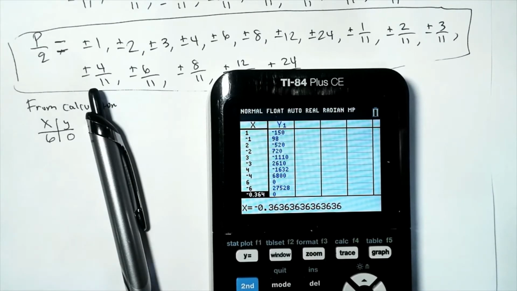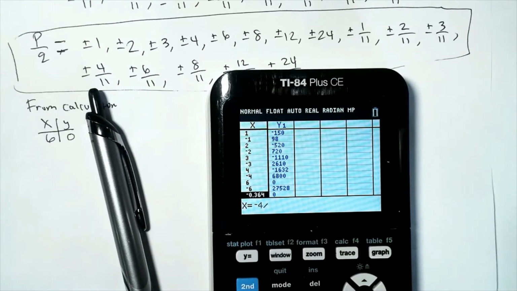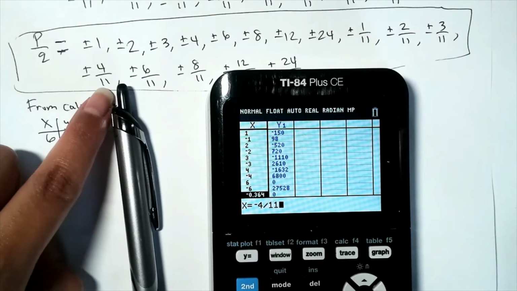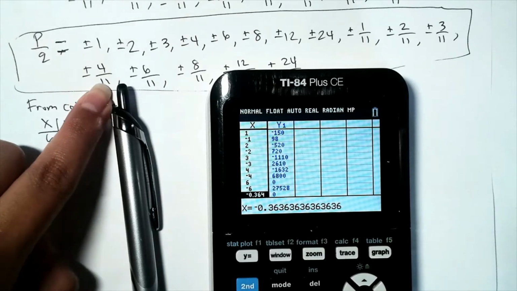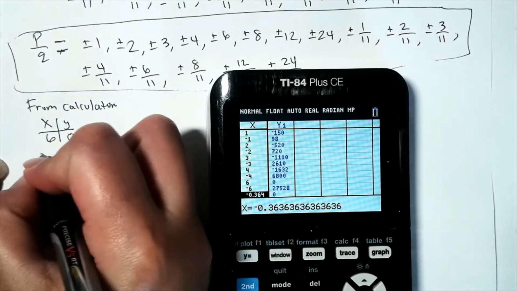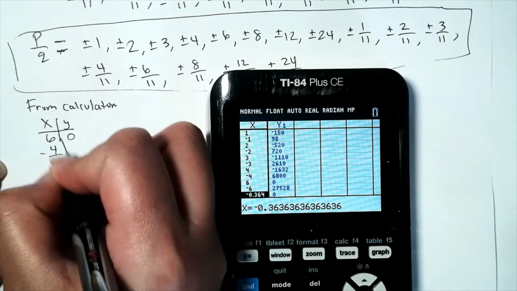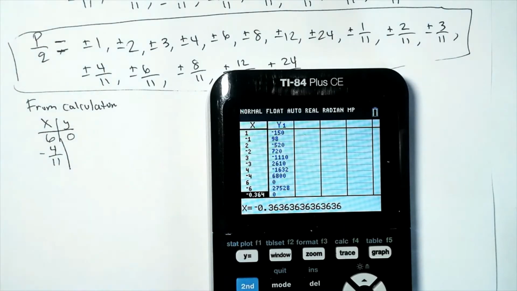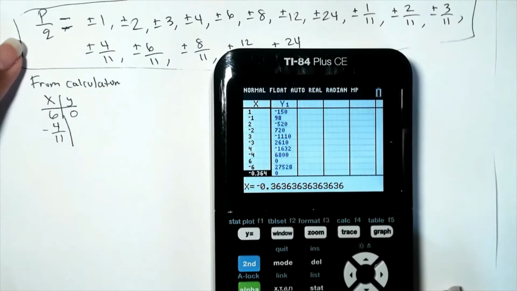Okay, which one was that? -4 over 11. Let me test it out. Let me put my finger on it. Okay, -4 over 11. Yeah, that one was it. Also, the degree is 4, so we're expected to have 4 zeros. It would be nice if all of them are rational zeros, so we can avoid the synthetic division.